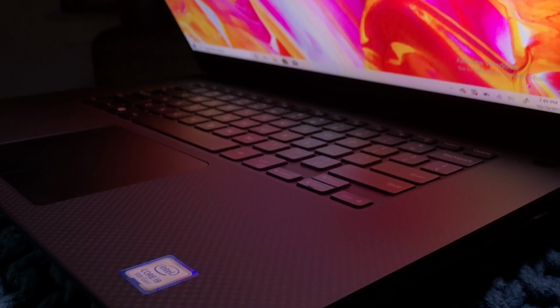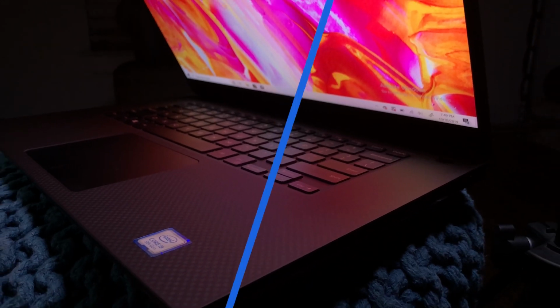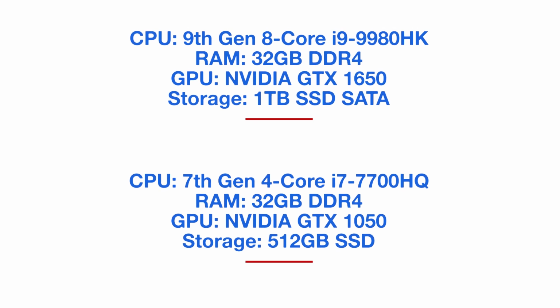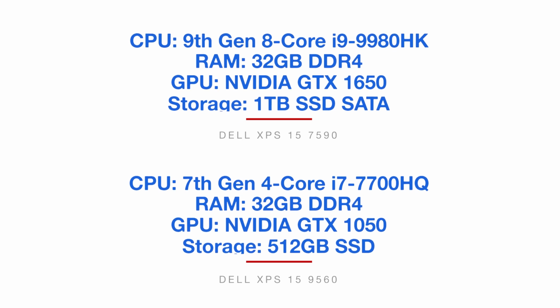The first thing I want to talk about is the specs. Looking at the two models that I'm comparing today, we have the Dell XPS 15 7590 with the Intel 9th generation 8-core i9-9980HK, 32 gigs of RAM, the NVIDIA GTX 1650 graphics processing unit, and 1 terabyte of solid state hard drive.